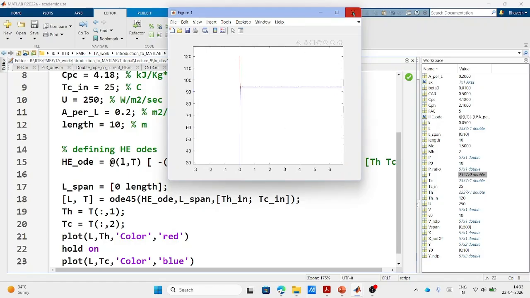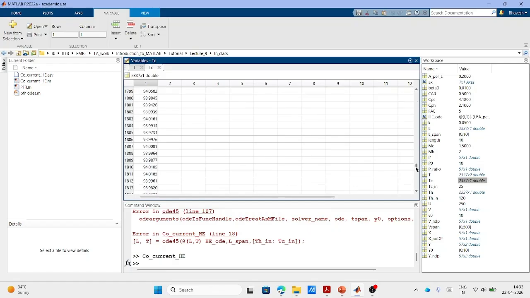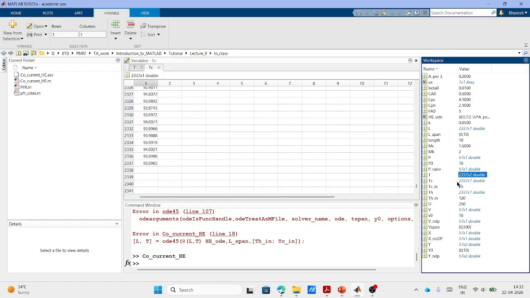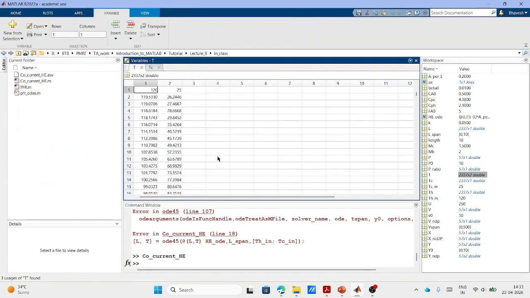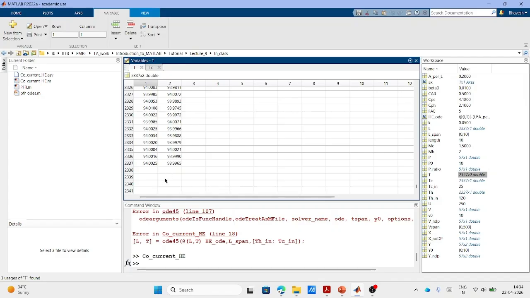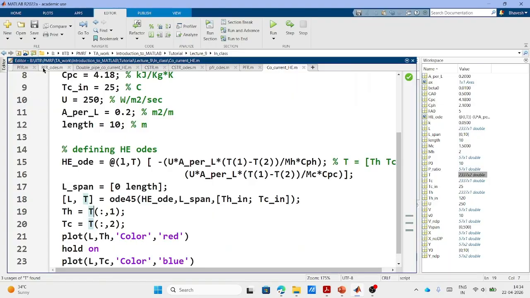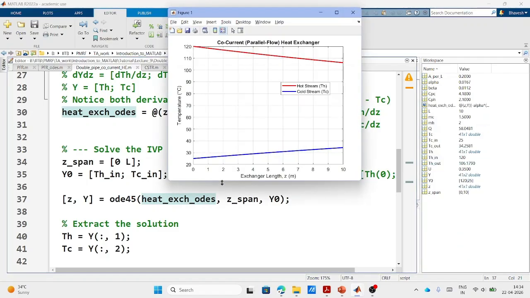Now what happened? It increased into 93 and TH is, yeah.